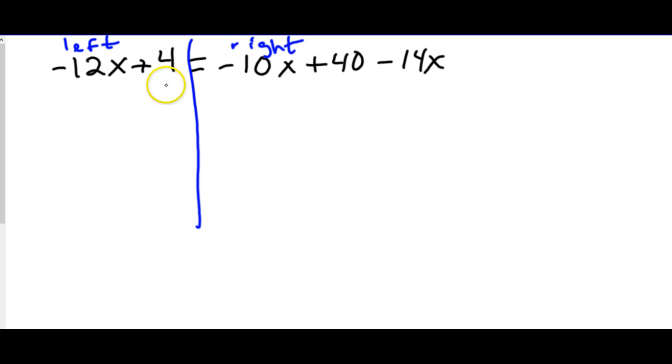So left side, I don't see any parentheses, so let's check the terms. I have negative 12x, that's the first term, and I have 4, that's the second term. So we're trying to decide, are these like terms? Well, stuff is only like terms if they contain the same letter. Since 12 has an x and 4 does not, they're not like terms. Right now, I can't do anything with the left side. I'm just going to bring it down.